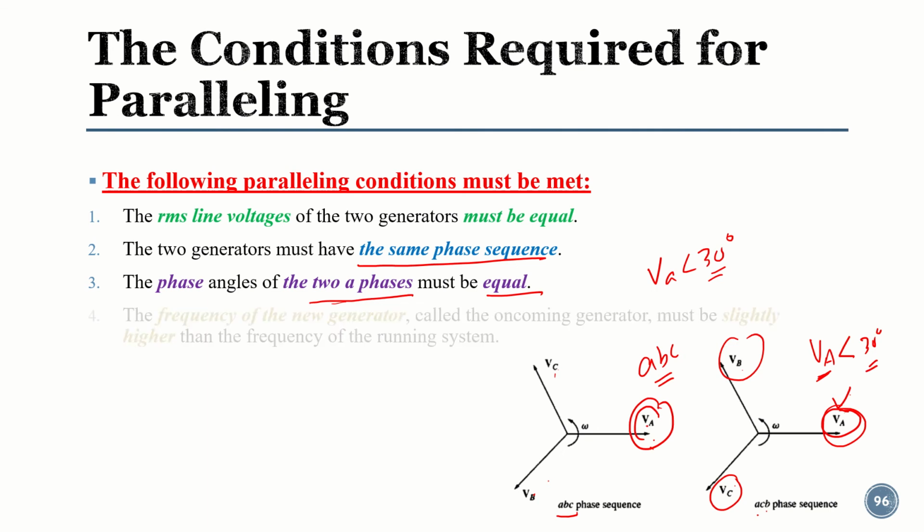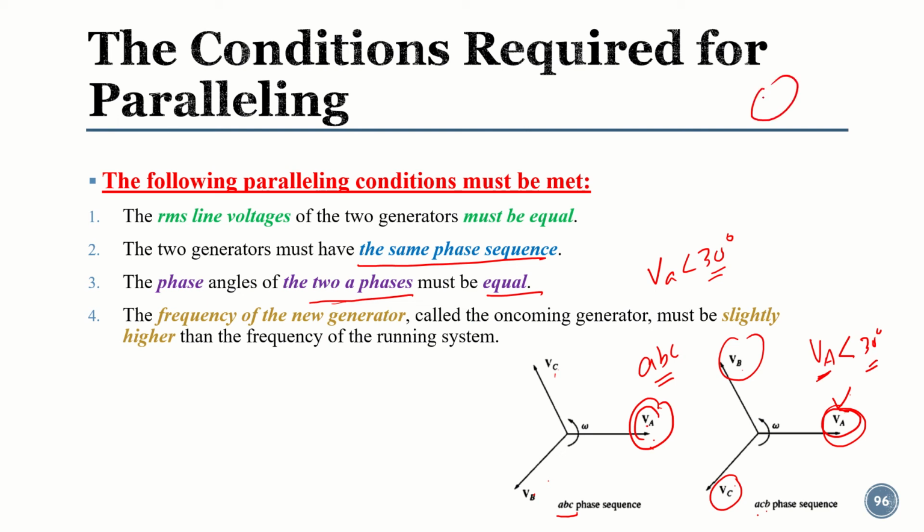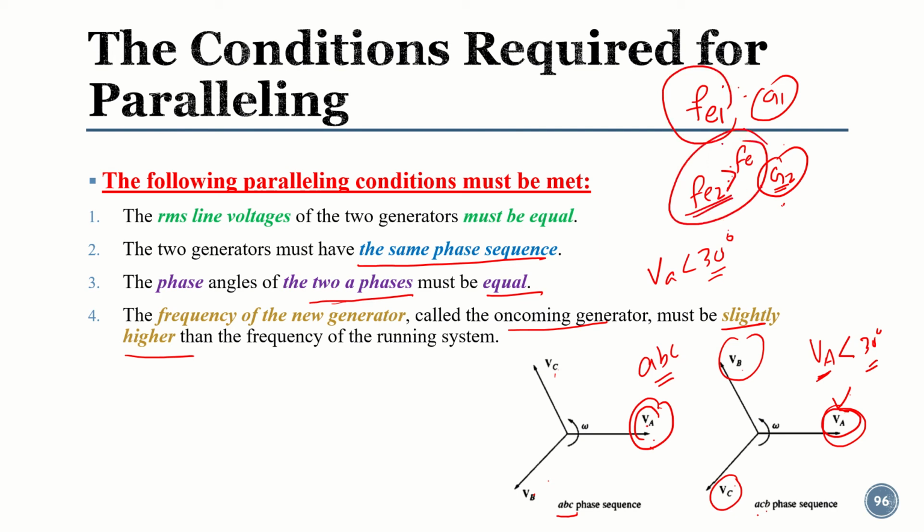The last and very important condition is the frequency of the new generator. You have generator 1, and you are adding the second generator, which is also called the oncoming generator. If this generator is operating at an electrical frequency of FE1, then the electrical frequency F2 of the new generator must be slightly higher than the frequency of the running system. Why? It will help us adjust the phase angles. We will see that in more detail in the coming slides.